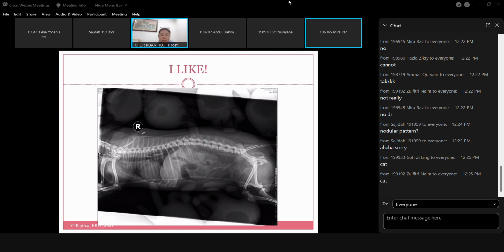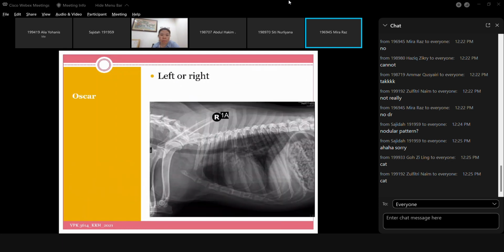Doctor, sorry, because when doctor was explaining the slide on Oscar, we kind of lost you a little bit. So would it be okay if doctor could explain Oscar now? Yep. Left and right side.